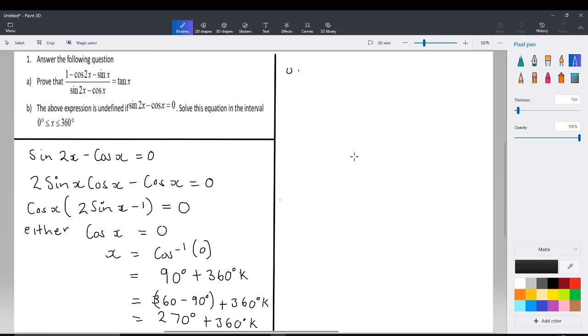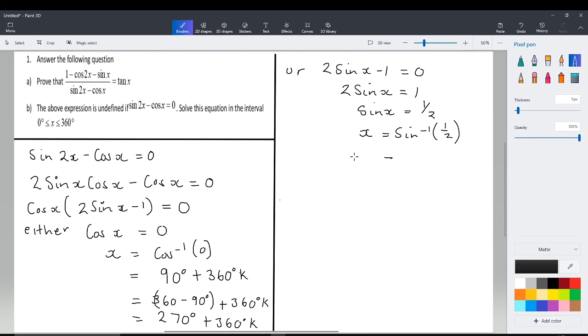Or 2 sine x minus 1 is equal to 0. So it means that 2 sine x is equal to 1. Sine x is equal to half. From our special angles, it means that x is equal to arcsine of half. So x is actually equal to 30 degrees. Again, cycling at every 360 degrees.